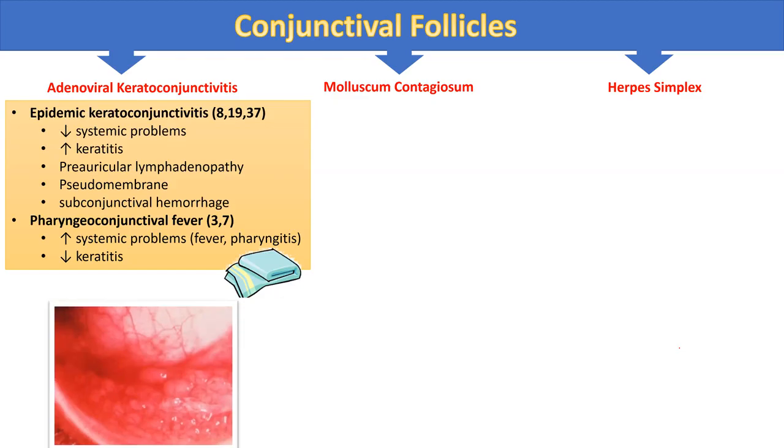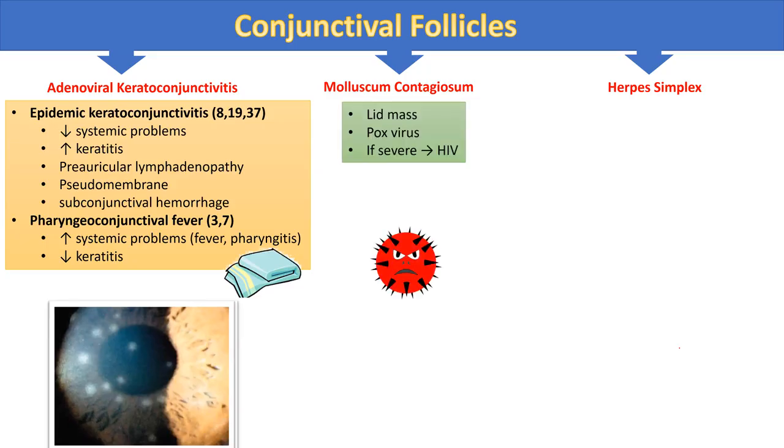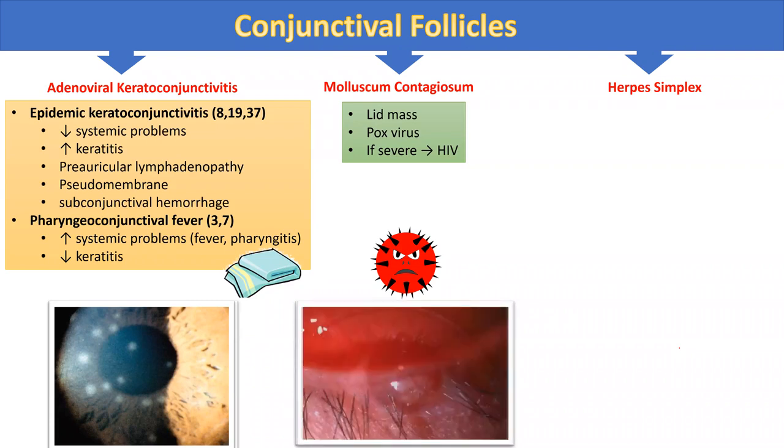So sanitary measures are very essential here. It is characterized by follicular conjunctivitis and subepithelial infiltrates, which is the corneal affection. Regarding molluscum contagiosum, it is characterized by a lid mass, a waxy, pale, umbilicated lid nodule, which will shed the pox virus into the conjunctiva, causing follicular conjunctivitis. And if severe, we consider HIV infection. This is molluscum contagiosum.